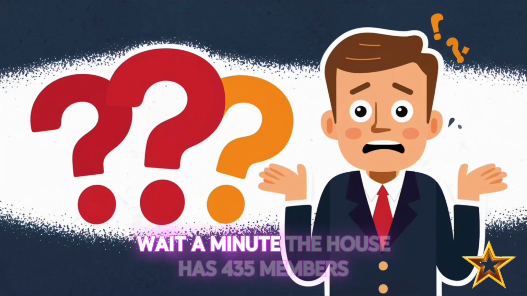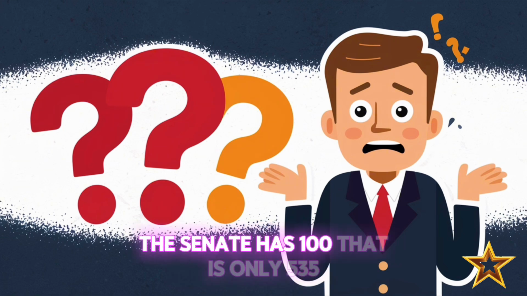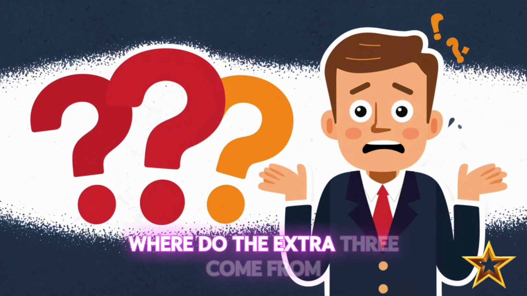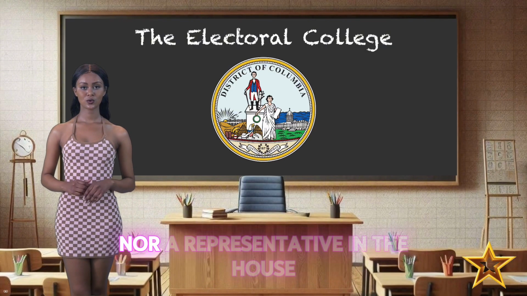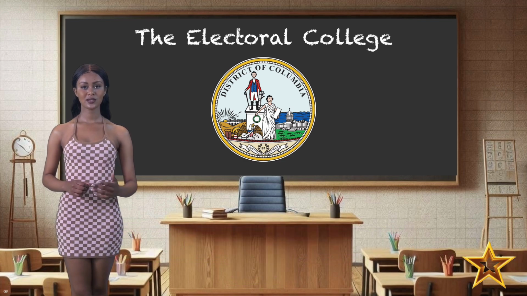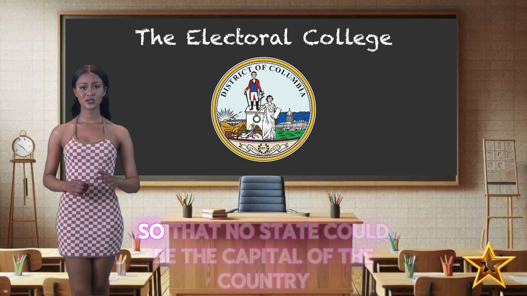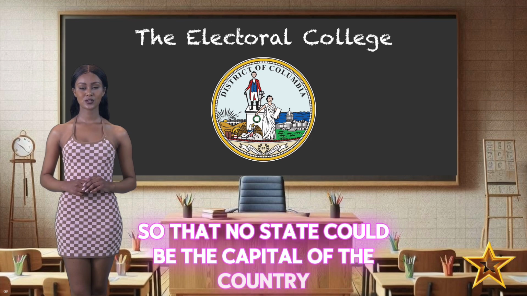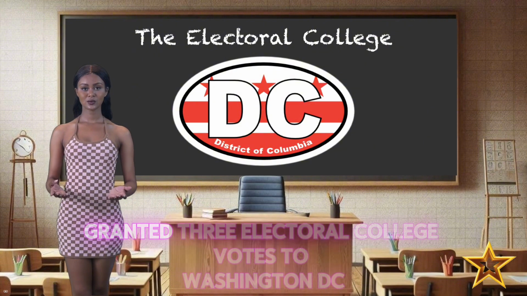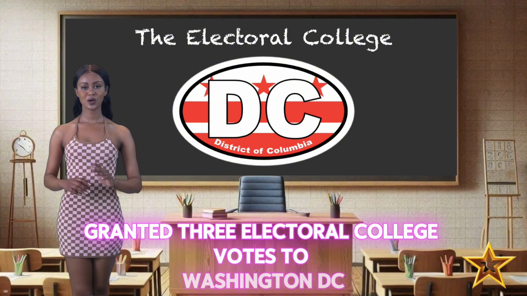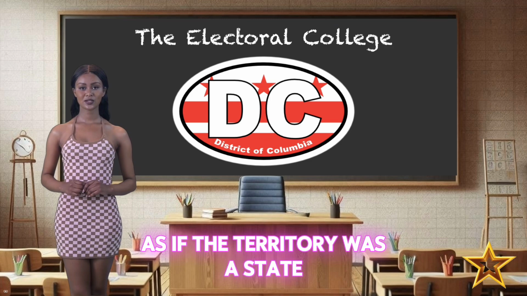Wait a minute. The House has 435 members. The Senate has 100. That is only 535. Where do the extra 3 come from? The District of Columbia has neither senators nor a representative in the House. It was created by the Constitution so that no state could be the capital of the country. The 23rd Amendment, ratified March 29, 1961, granted 3 Electoral College votes to Washington, D.C., as if the territory was a state.